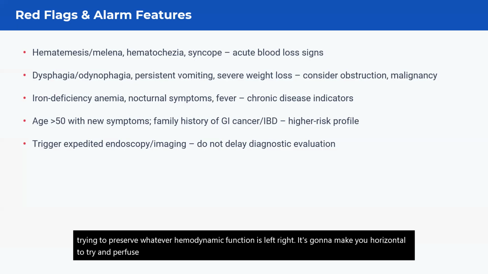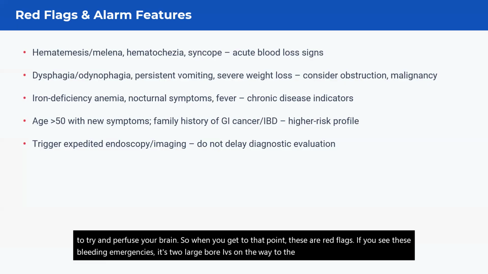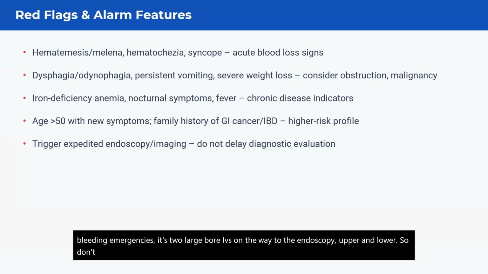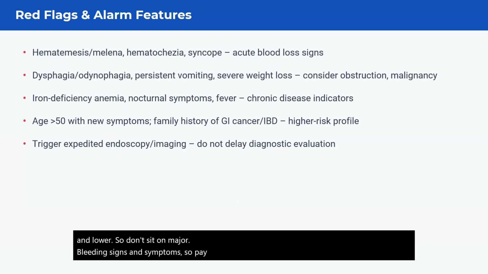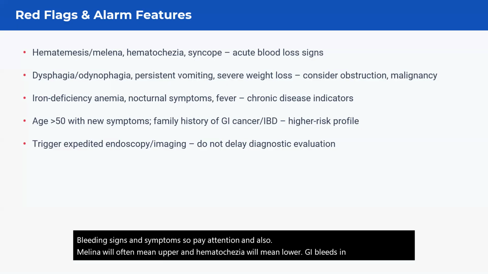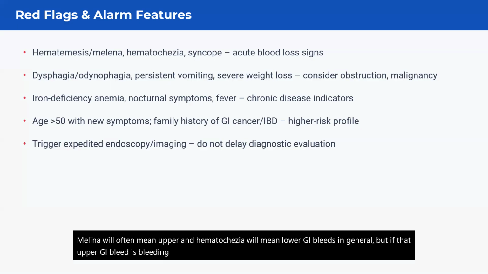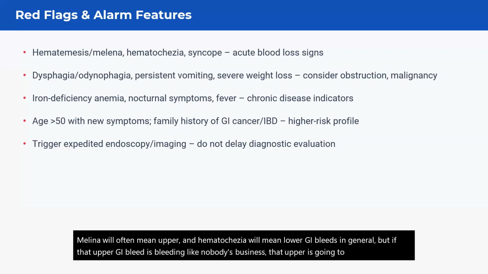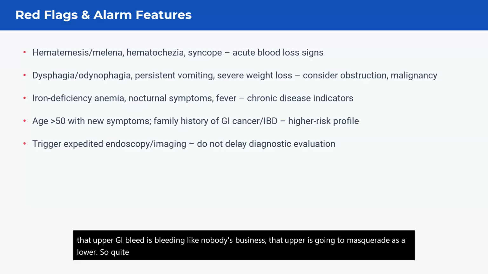So when you get to that point, these are red flags. If you see these bleeding emergencies, it's two large bore IVs on the way to the endoscopy, upper and lower. So don't sit on major bleeding signs and symptoms. So pay attention. And also, melena will often mean upper, and hematochezia will mean lower GI bleeds in general. But if that upper GI bleed is bleeding like nobody's business, that upper is going to masquerade as a lower. So pay attention to where the bleeding is coming from.